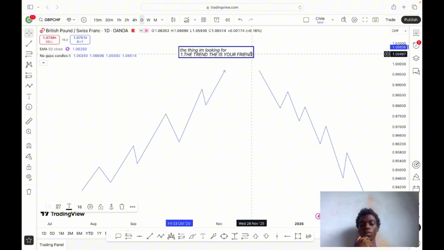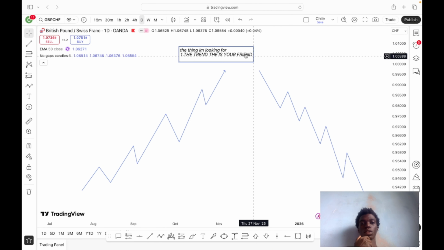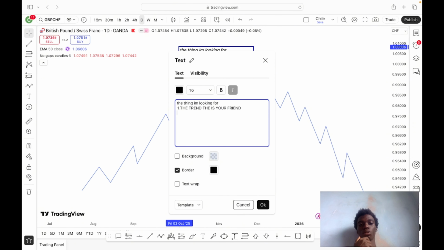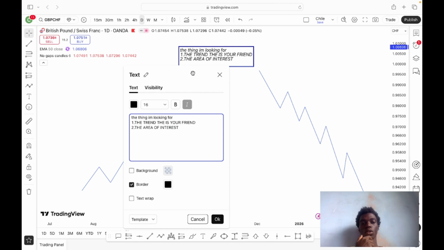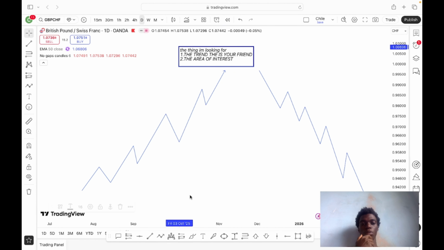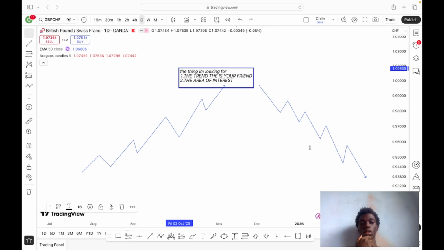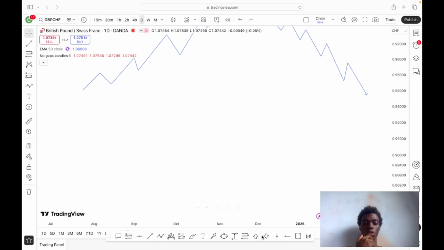And the second thing that I'm looking for is the area of interest. And what do I mean by area of interest? I mean, where am I going to take the trade?